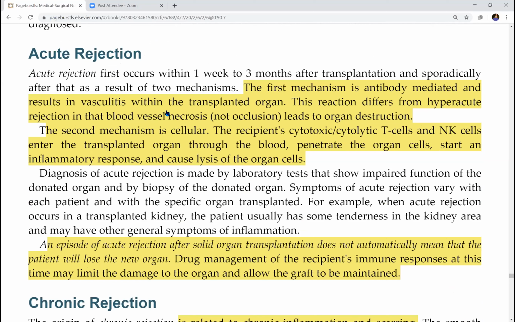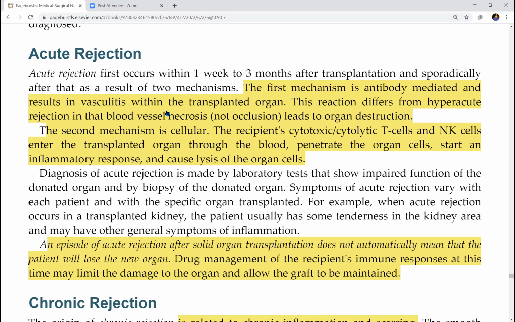What can we do about it? Because it's cytotoxic in nature, meaning this is related to your immune system activity, all we can do is the doctor will either add more drugs or increase the dose of the immunosuppressants. So here's your answer. Drug management may limit the damage to the organ, and we can still preserve the graft. Okay. But again, this will occur several times though.